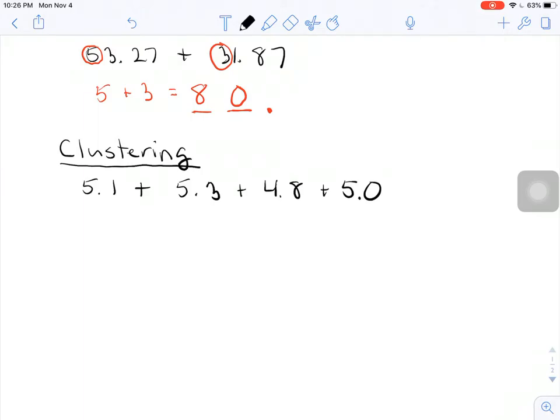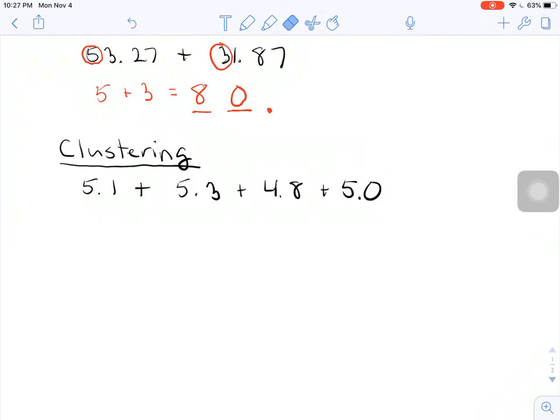They're all very close to 5. One of them is 5 exactly. This one is just a little higher, or a little lower, but they're all kind of right around 5, give or take. Without being horribly far away. They're all pretty close to 5. So that makes clustering a good strategy.